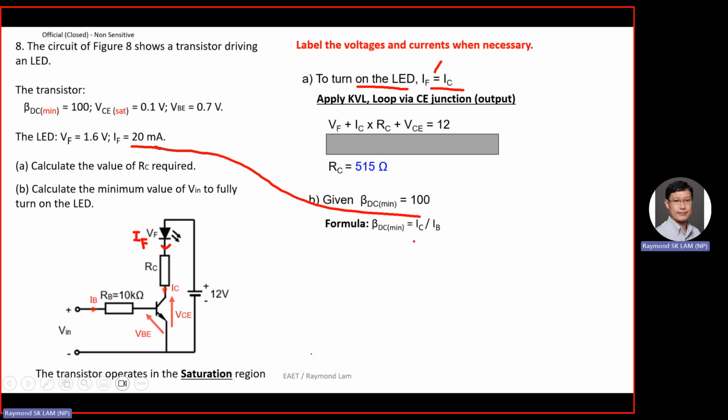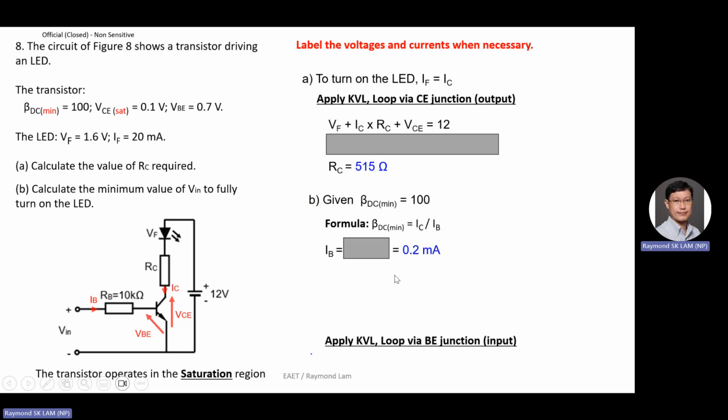And are we given beta? Yeah, we are given beta. So one equation, there's only one unknown. You should be able to calculate IB, right?